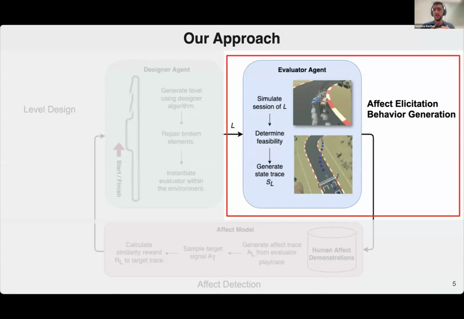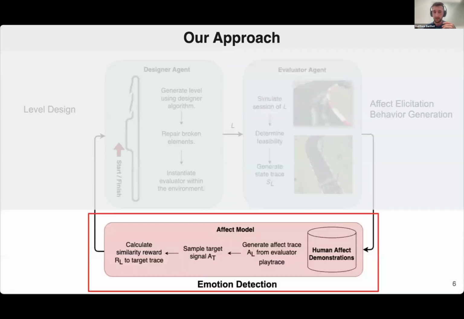Basically its responsibility is to simulate a session for a target persona. So for example, play this level as a beginner with the emotional responses of a beginner. And it needs to determine, one, the feasibility of the level in terms of gameplay, so that the players can actually go around the track within the time limit. The time limit for these games is set to 2 minutes because of the affect model, which I'll get into later. And it's also responsible for generating a state trace. As it plays the level, it stores the states that it encounters and passes them on to the affect model, which is the next building block.